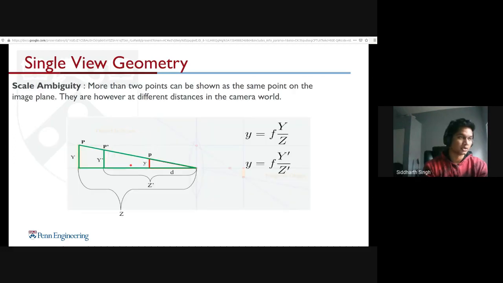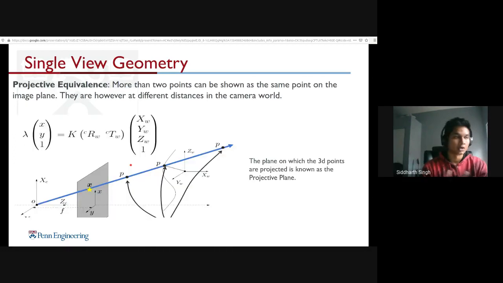So this is scale ambiguity, and when we extrapolate it in our camera with x and y both, we call it the projective equivalence, right? Which essentially means that there can be more than one point which has the same image on the image plane. So this P, this P, all of these P's will have the same point on the image plane, right? So this is the projective equivalence. It's the same thing as scale ambiguity. It's just what we call it when we talk about a camera and images.